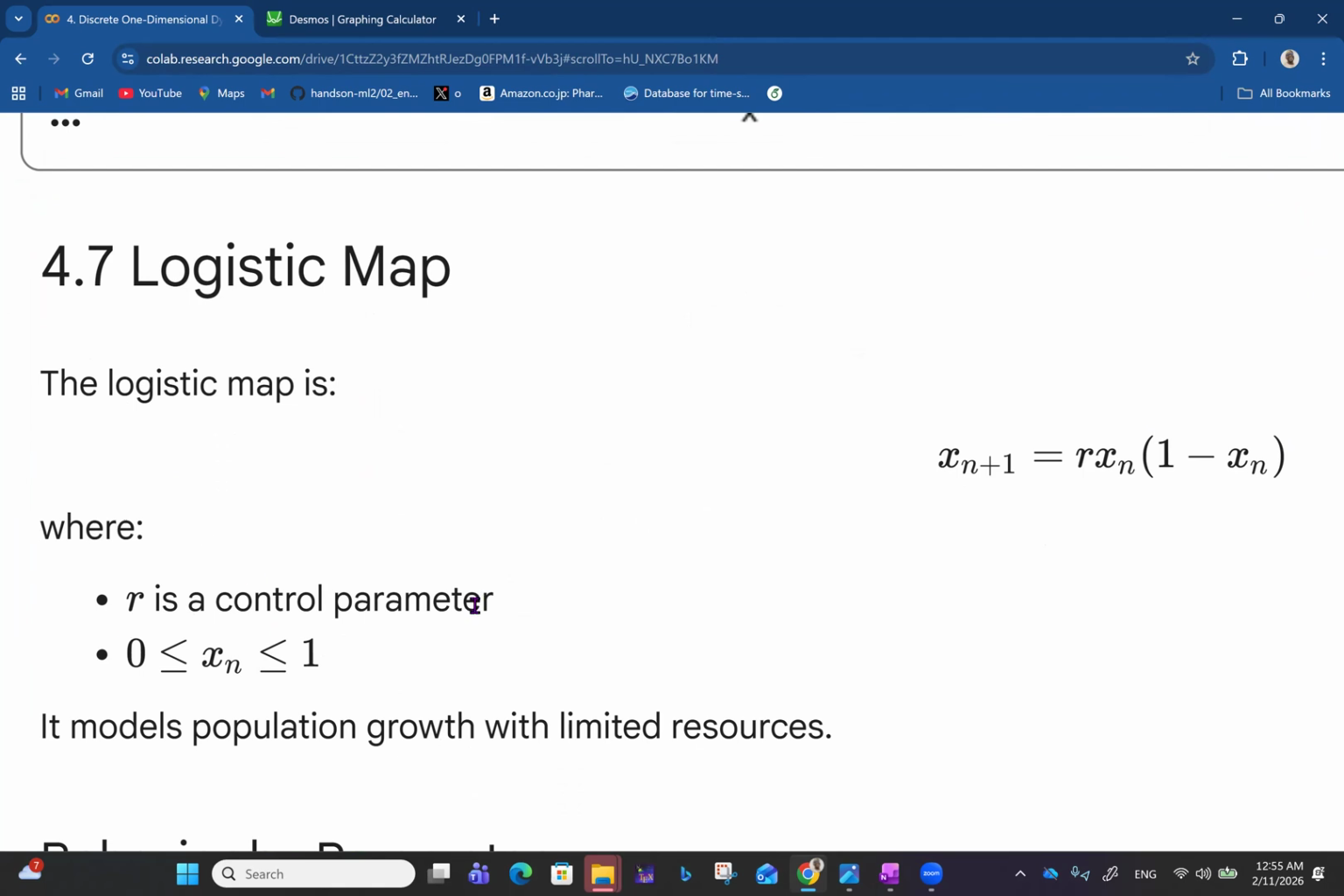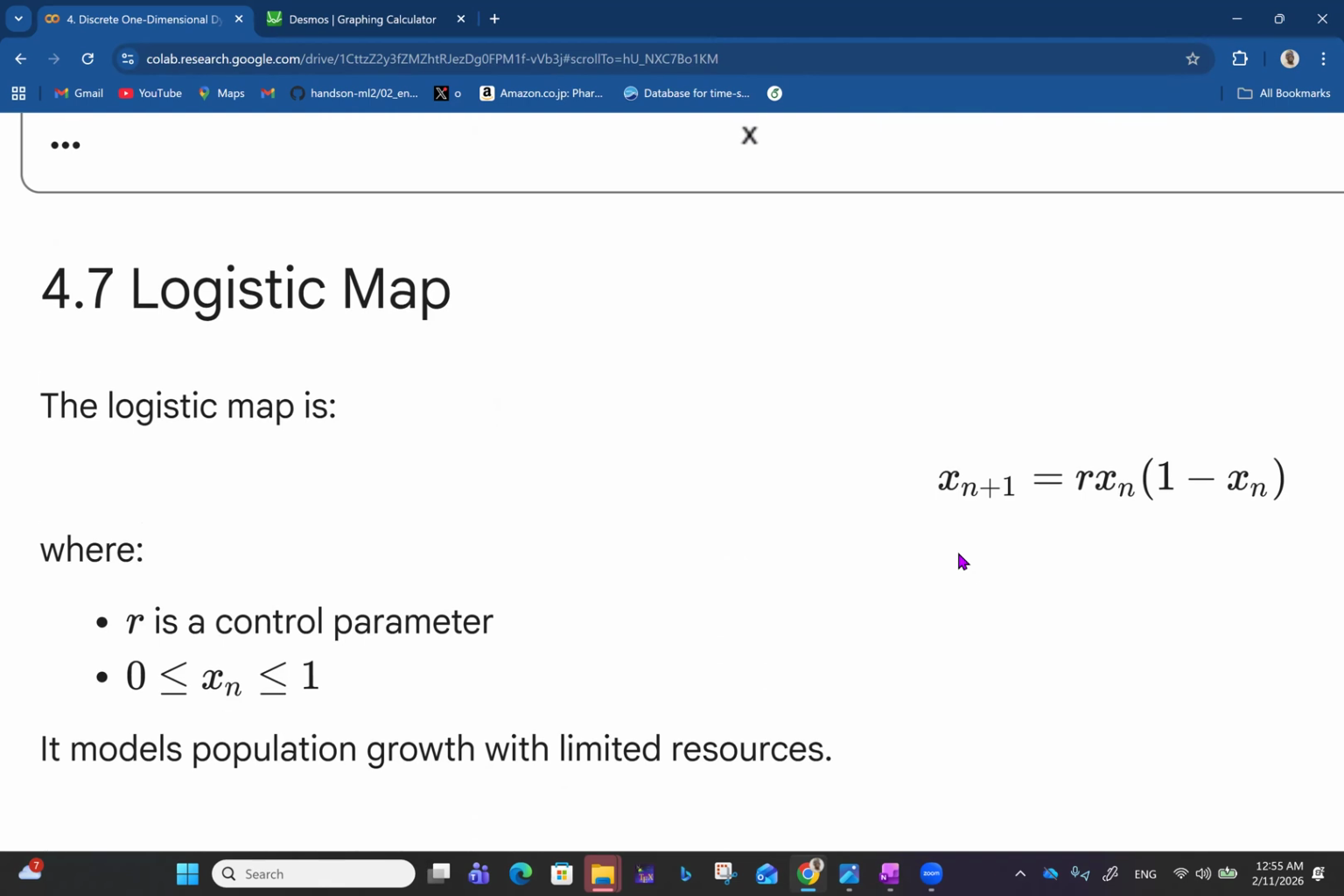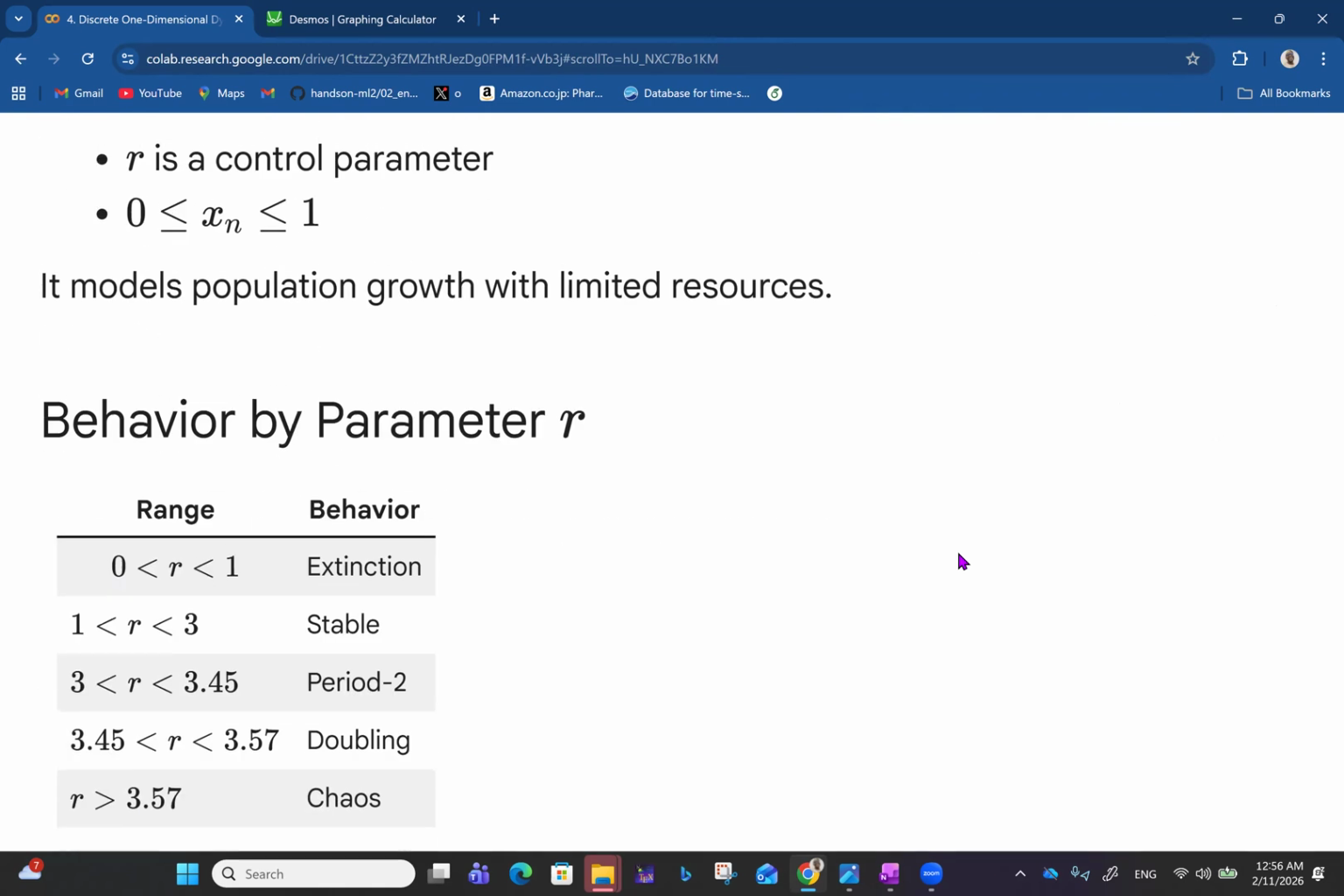Here r is a control parameter, and x_n has to lie between 0 and 1. This models population growth with limited resources, and that's why it's logistic, because it grows and then stabilizes at a point. In ecology, there's a carrying capacity beyond which the system cannot grow, so it saturates at that point.